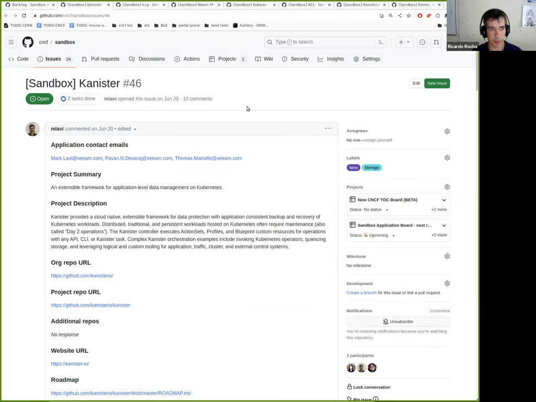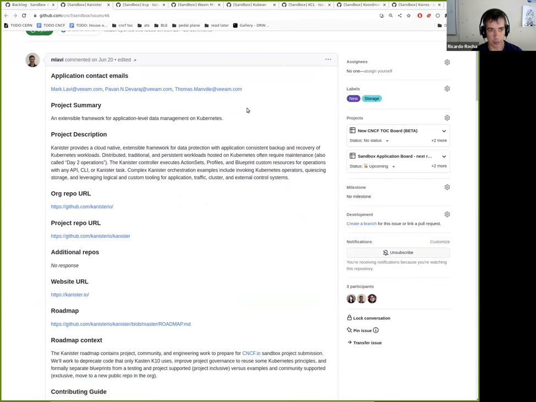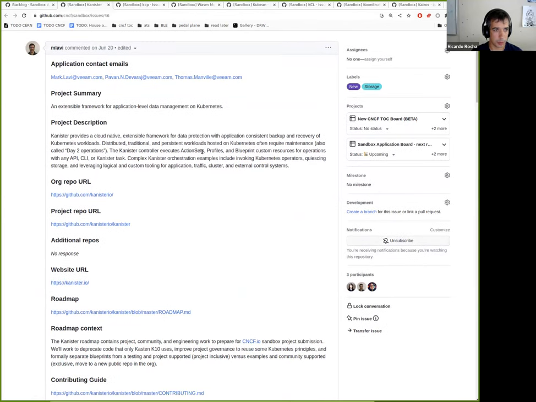So we can move to the next one, which is Canister. As far as I understand, this is quite known as a project.